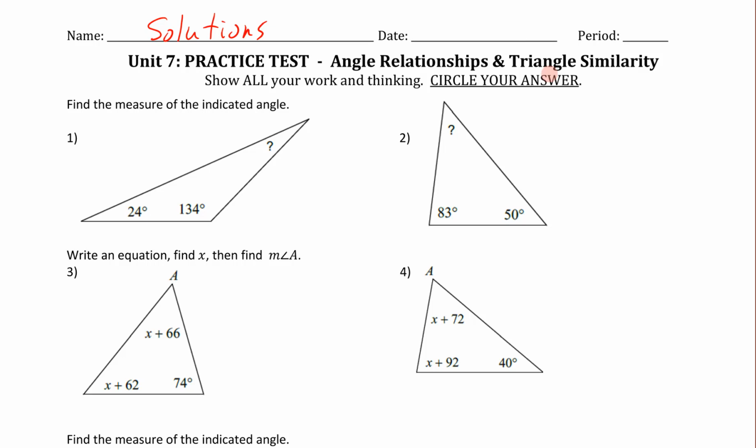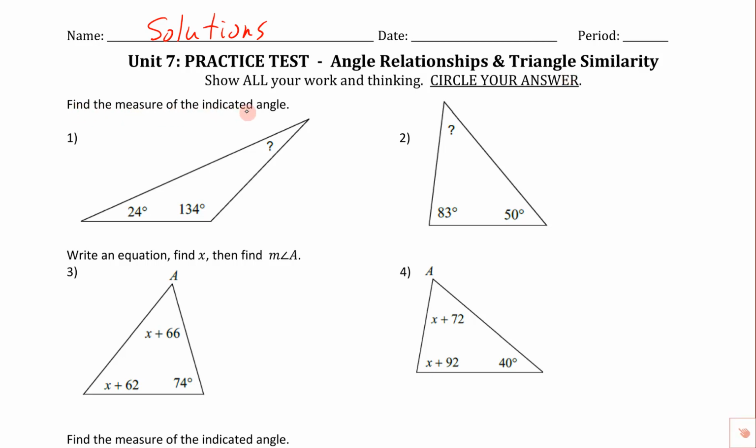Let's make sure that we're ready for the test on Unit 7, Angle Relationships and Triangle Similarity. So as always, make sure you're showing all of your work and your thinking so it's perfectly clear that you know what you're doing, and make sure that you circle your answers so that it's easy to find when we're correcting this. So let's make sure we follow the instructions here.